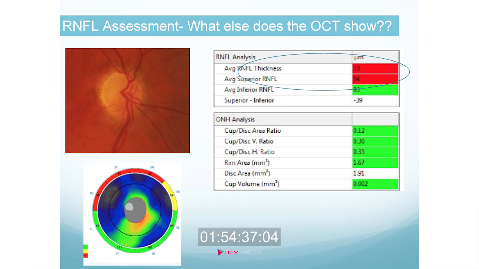What else can the OCT tell us? It can give us a numerical evaluation of what's going on. If you look at the superior RNFL, it's measuring on average at 54 microns, where if you look at the average inferior, it's at 93. There's almost a 40 micron difference in thickness between the superior and inferior tissue. So just in case you're having trouble assessing the actual image, you can look at the numbers, and the numbers tell a story that goes along with the image.